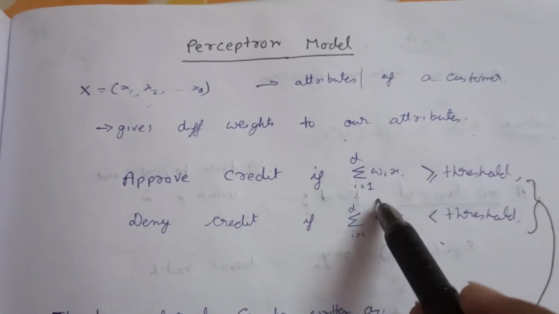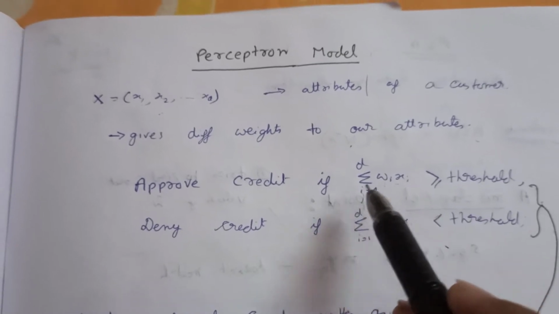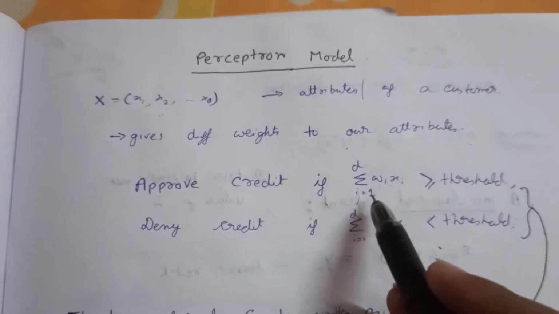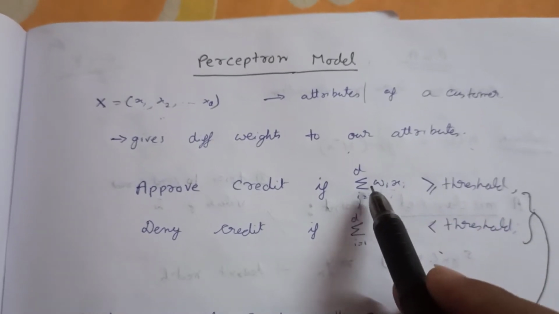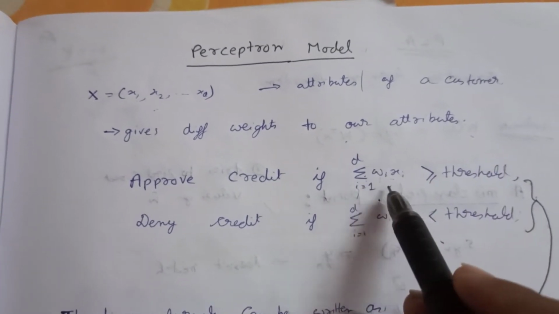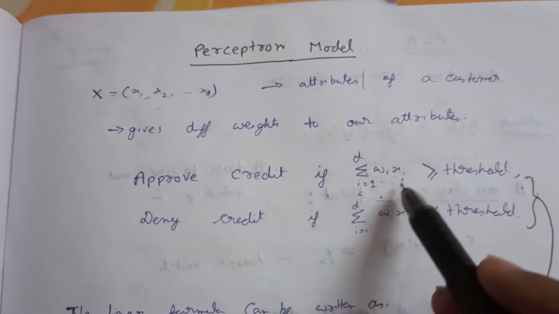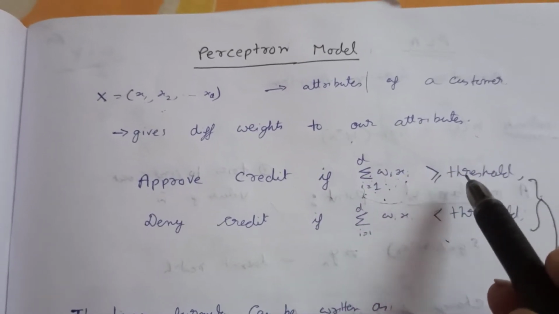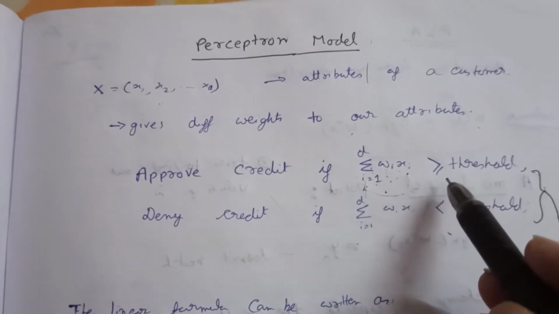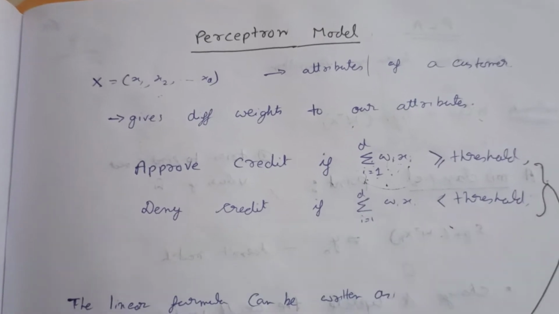Suppose I am giving every attribute, that is x0, x1, x2, a weight, w0, w1, w2, like this. Suppose there are d attributes, so I will be giving d weights, from x1 to xd and w1 to wd. I will be multiplying the parameters with the weights and adding them, so I will be doing summation i equals 1 to d of wi xi. If the summation of all these weighted values is greater than a certain threshold value, then the credit is approved, that is I will give the customer a loan assuming that he is good. But if the summation of the weighted values is less than the threshold value, then we will deny the loan. I will deny the credit.